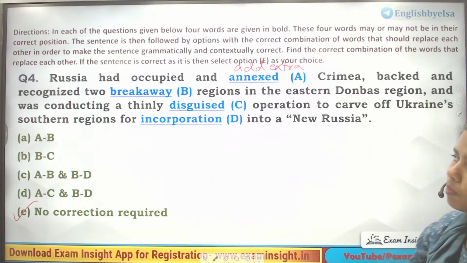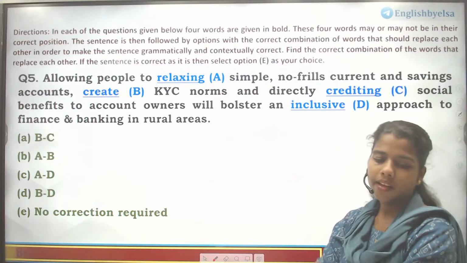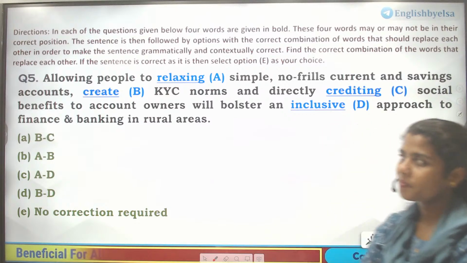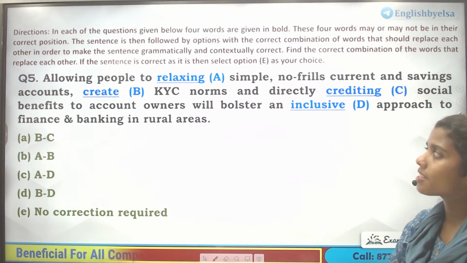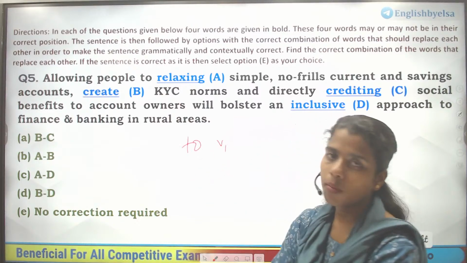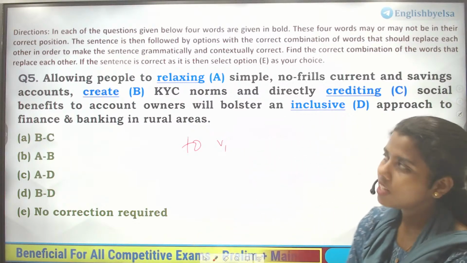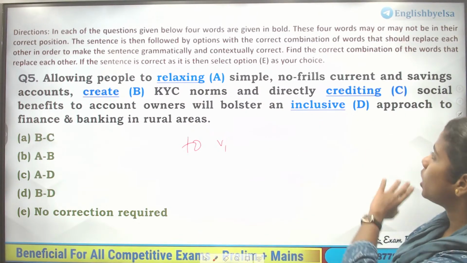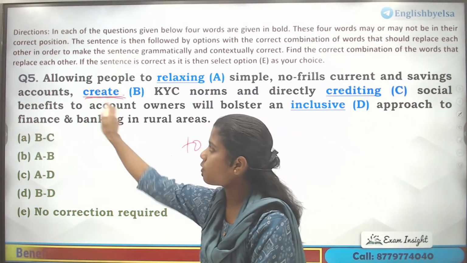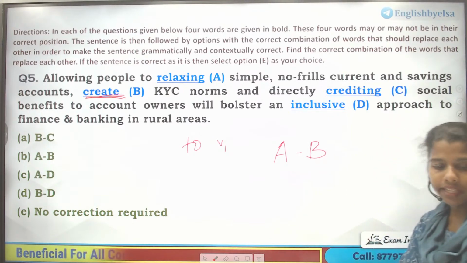Yes, Sheetal, perfect. Last question for this type. I want you all to answer. Allowing people to relaxing, same thing, to should be followed by first form of the verb. Ing is not the first form, it is a fourth form. That means this is incorrect. When I look at other options, I see only one V1, that is first form of the verb. That means I think I should replace A with B.